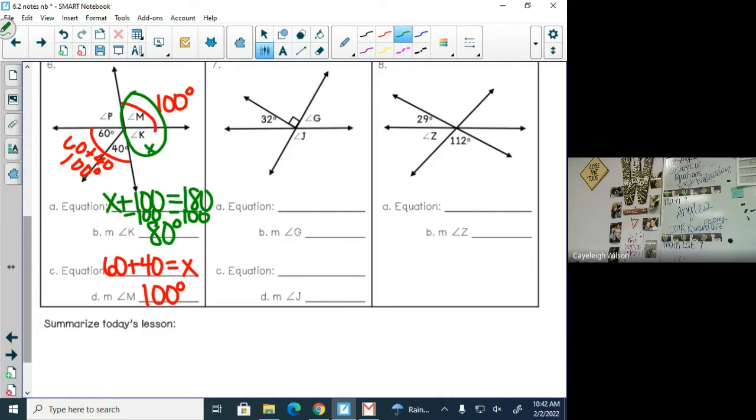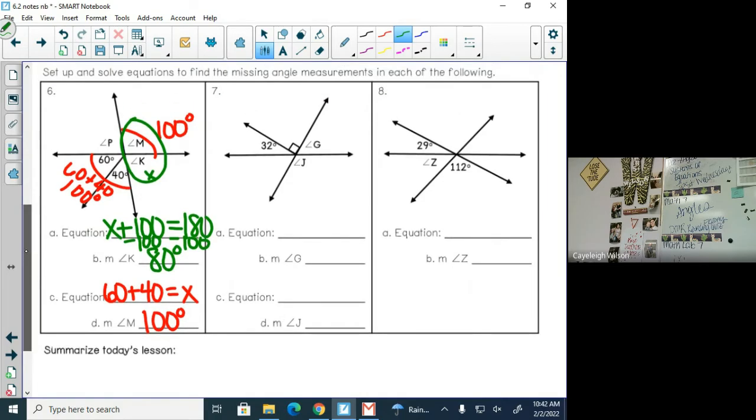All right, let's do another one together. Let's look at 7 here. They're asking me to find G and J. This is 32. What is this? A right angle, which is 90. So this is 90 because of that symbol. That symbol is 90, that right angle.